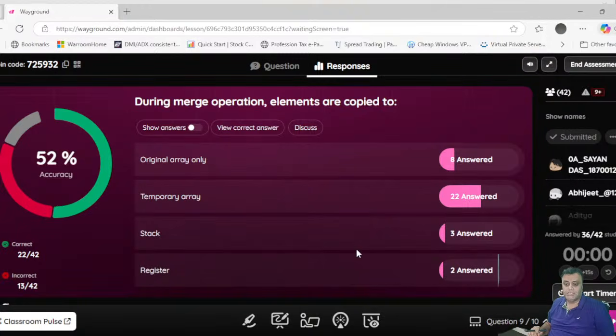22 people answered it correctly. Original array, we cannot, right? Original array is small. The left array is small, the right array is small. Adding them is what we are talking about, right? How can you add them by utilizing the same arrays? Same array is not giving you that space. You have to create one array which is a combination of the space of both the smaller arrays. That is why you need a temporary array.